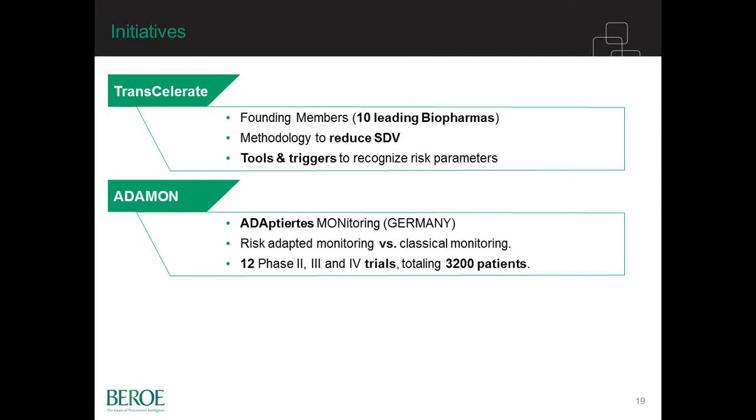As per this study, they have come up with case classification, like K1, which is the high prioritized site wherein you can send your monitor for 6 visits in a year, followed by K2 and K3, which will reduce to 1 monitoring visit in a year. So you can see there is a 70 to 80% reduction in the site visits. And this study will come up with the results by the end of this year, in the month of December.